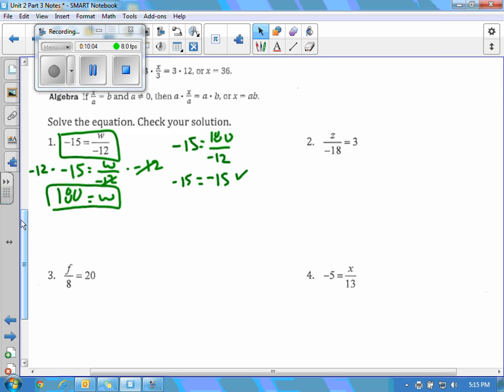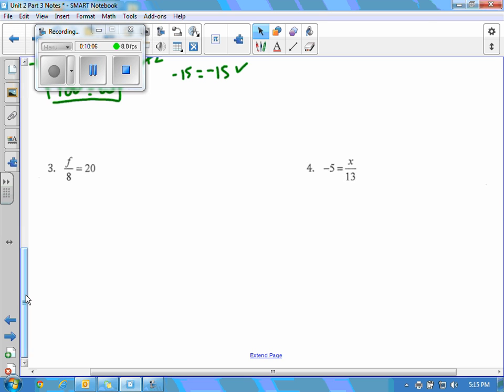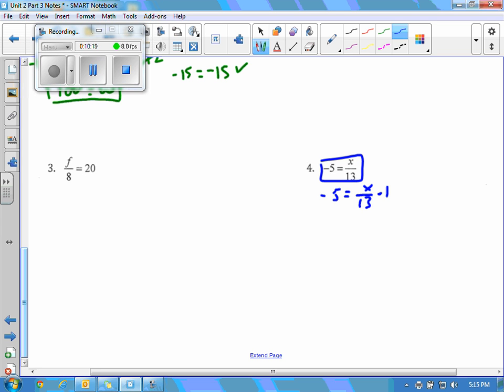I'm going to let you guys do 2 and 3 again. I'm going to skip down here and do number 4. I'm going to start by boxing and rewriting. So -5 equals x over 13. I go to the right because that's where my variable is. I'm dividing by 13. So to undo that, I'm going to multiply both sides by 13.